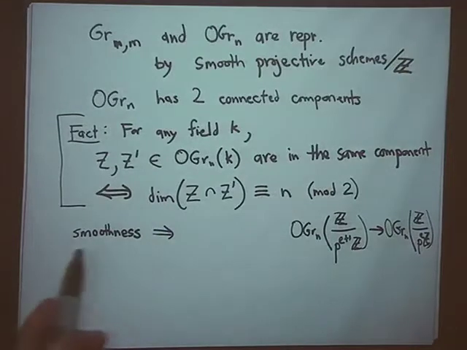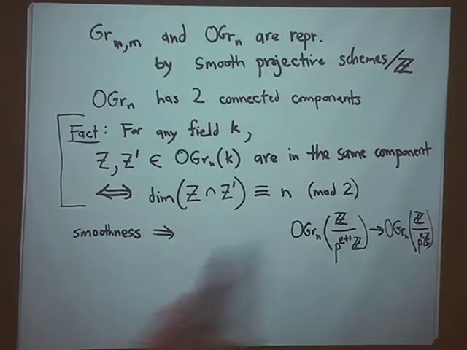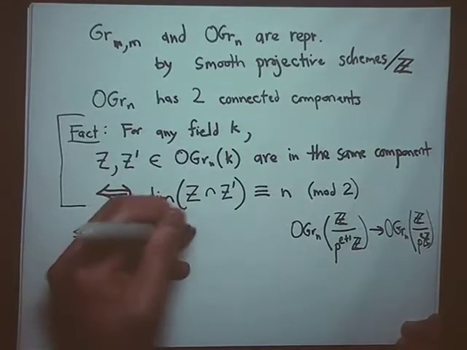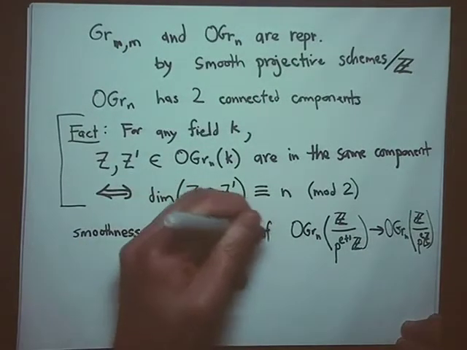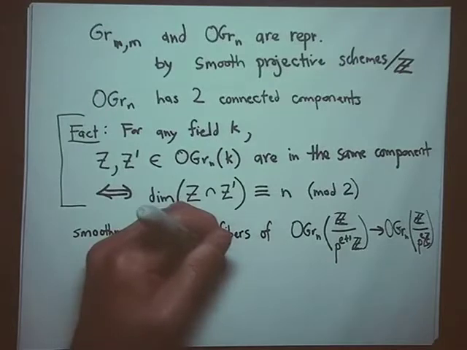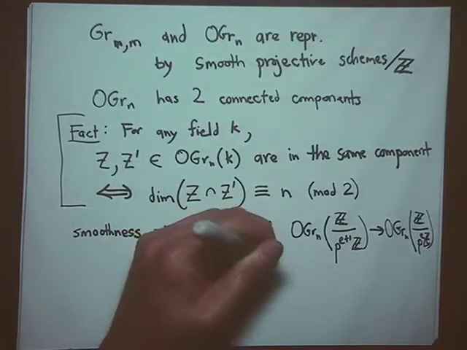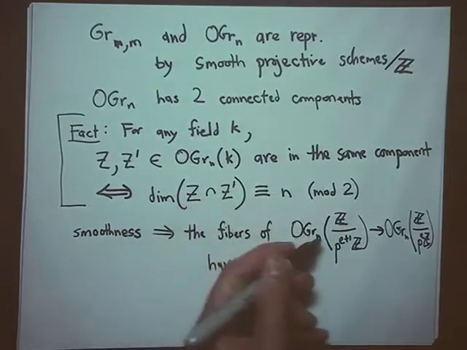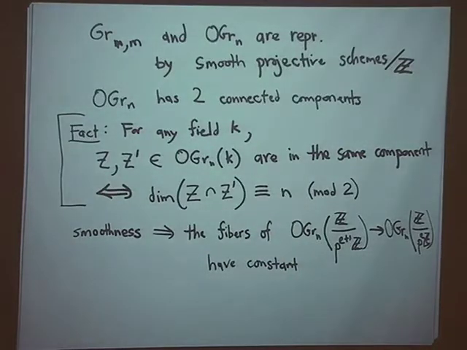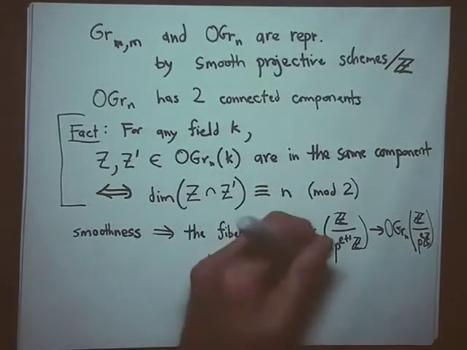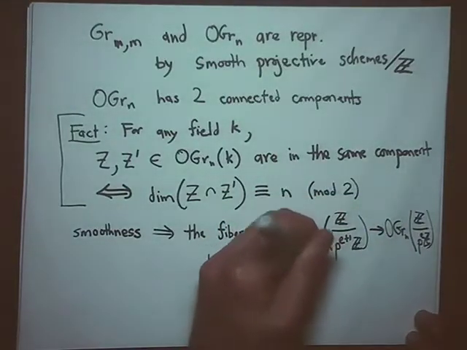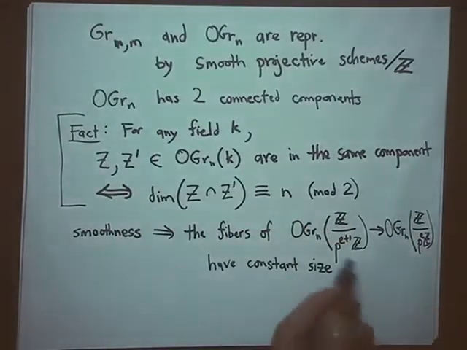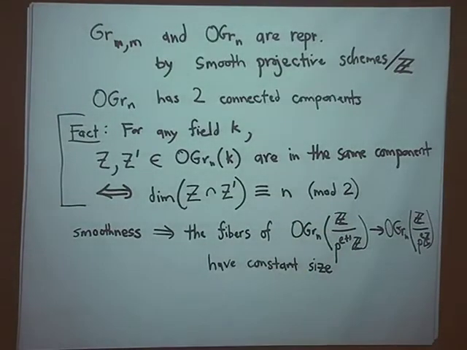There's a clue that whatever I'm going to say is going to follow from smoothness. First of all, it's surjective. That follows from smoothness. But also, the fibers of this map have constant size. It's almost as if ogre n were just like an affine space of some dimension. Then this reduction map would have all the fibers of constant size, and the size is just p raised to the dimension of ogre n.